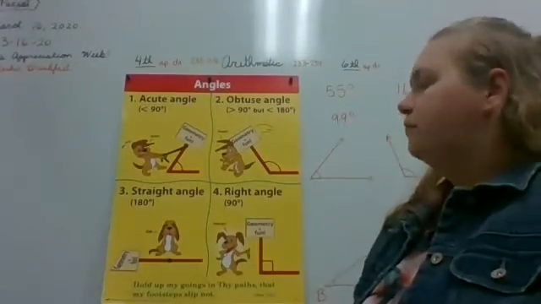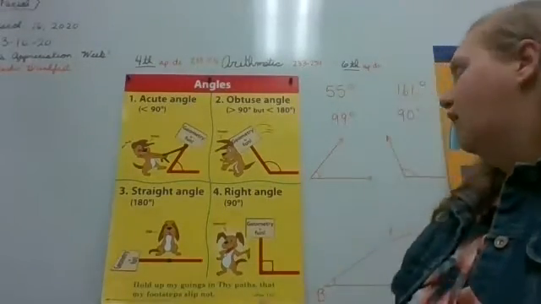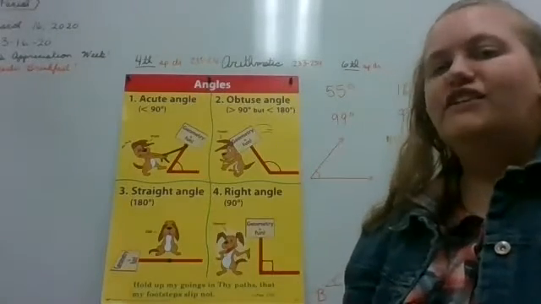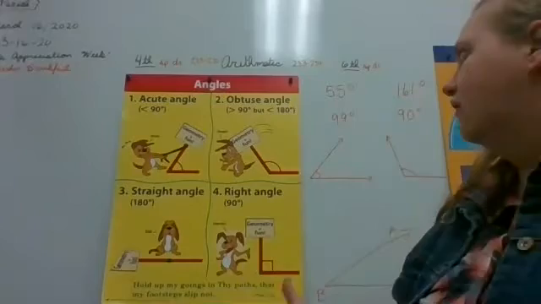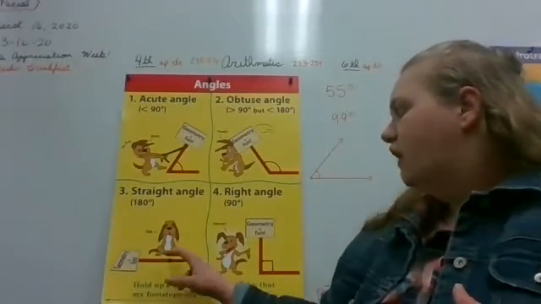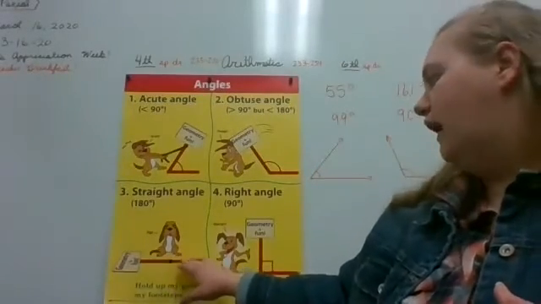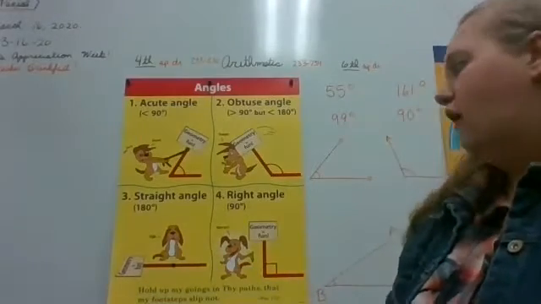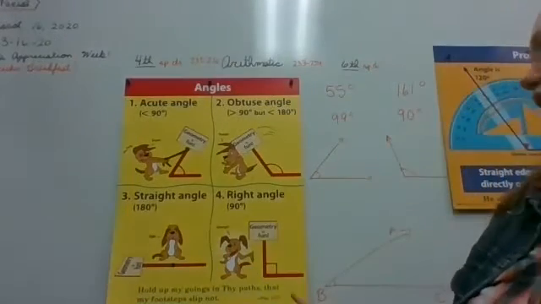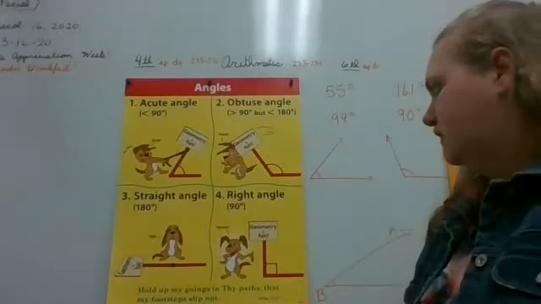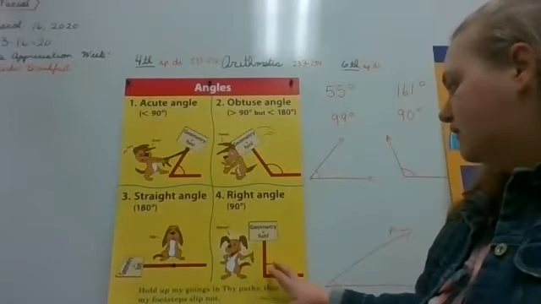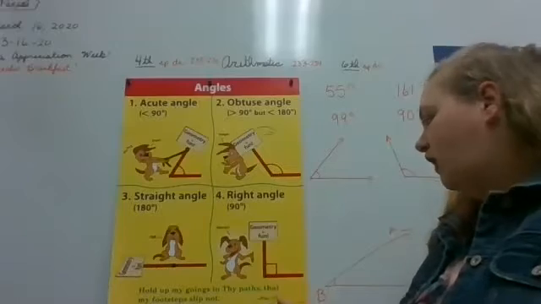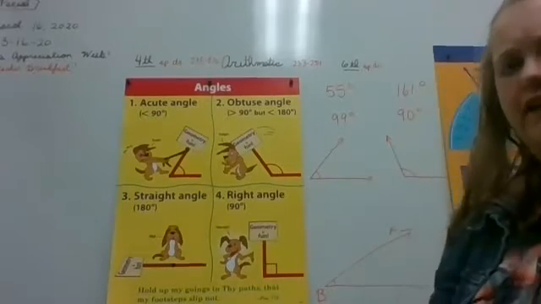Obtuse is greater than 90 and less than 180 degrees, and that is our bigger angles. A straight angle is what we have if it is exactly 180 degrees, because it's flat. And then a right angle is right at 90 degrees. A 90-degree angle will most likely have the square to mark it off. So that's our right angle.